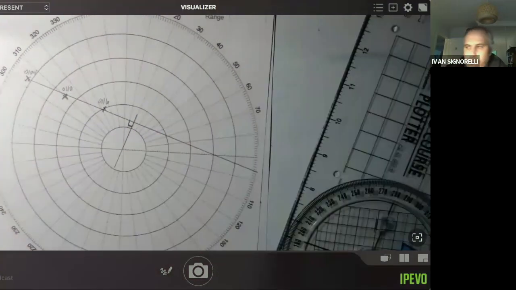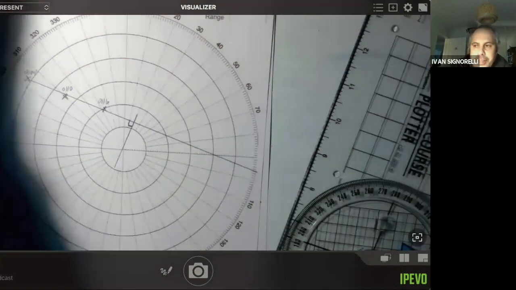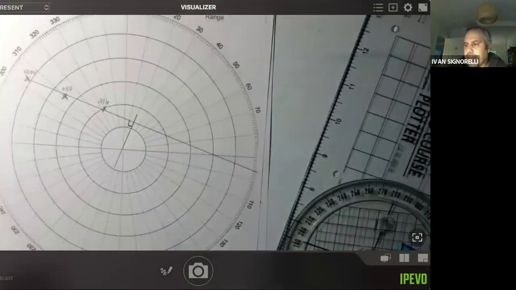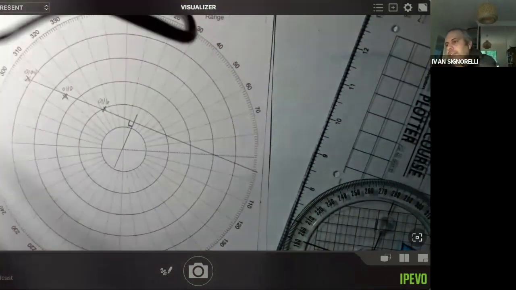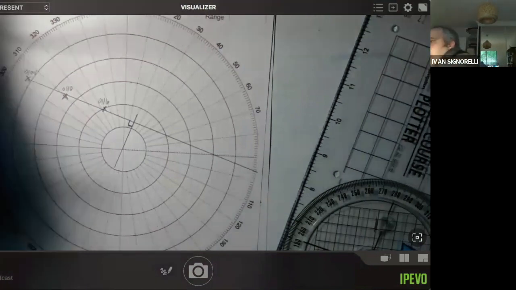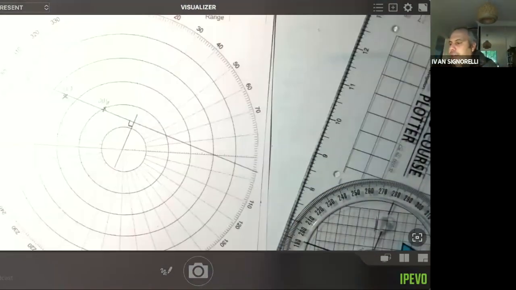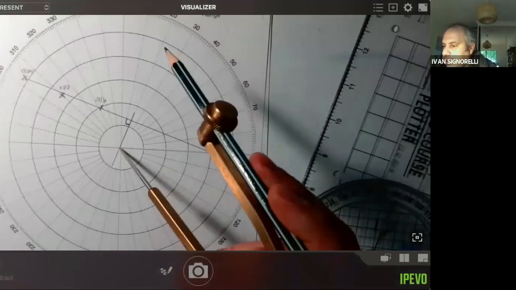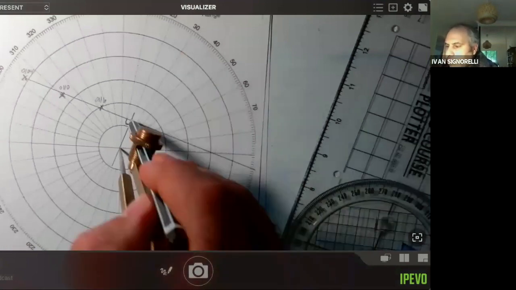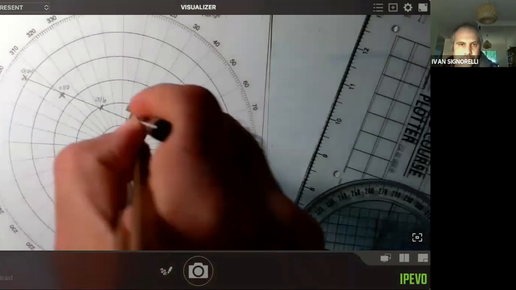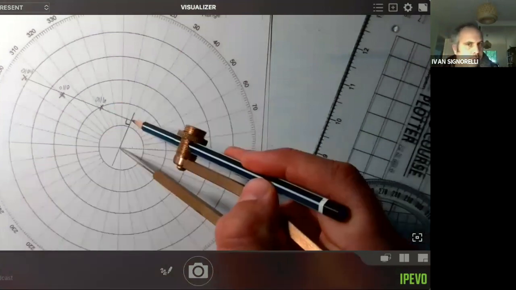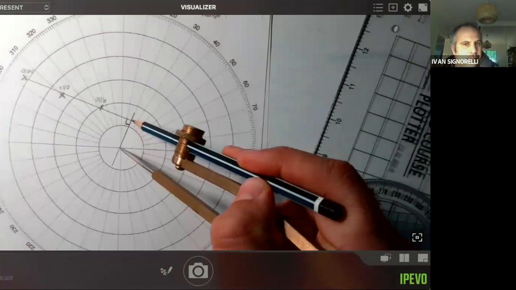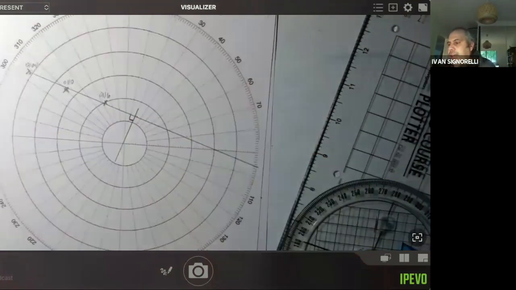So in order to calculate the CPA, we're now going to measure this distance here. Take your dividers. You're going to measure from the center to that line, just like that. And then you're going to use that. There's a scale here.